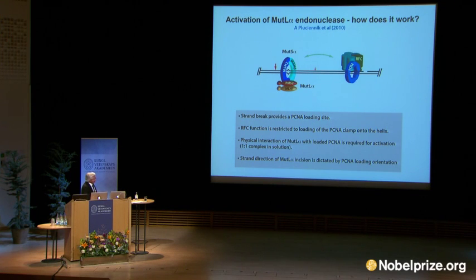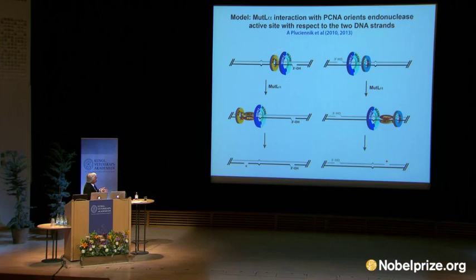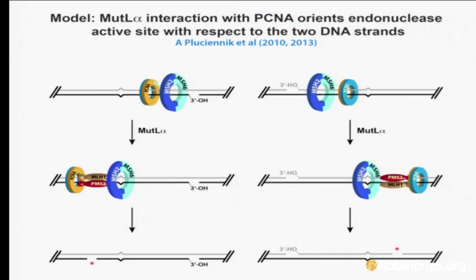And loaded PCNA does two important things. Physical interaction of PCNA with MutL alpha is required to activate endonuclease function, and the strand direction with which PCNA is loaded on the helix determines the strand direction of endonuclease action. And that's depicted here in a schematic form. The two faces of the PCNA clamp are not equivalent. The O'Donnell and Korean labs have shown that PCNA is loaded at 3' double-strand, single-strand junctions with a unique orientation. That's depicted here with the gold face oriented towards a 3' end.